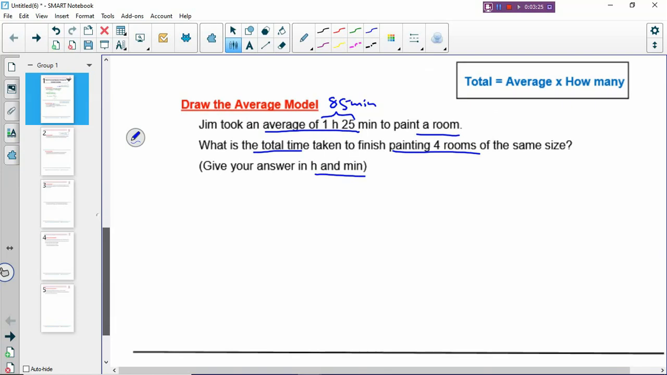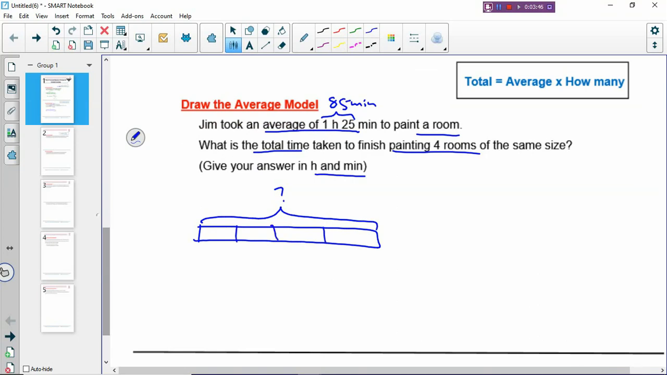So how do you draw the average model? Every time you draw a model, you always start with a rectangle. This rectangle represents the time taken to paint the 4 rooms. So the total time taken is the question mark. There are 4 rooms, so you cut the model into 4. Every box is 1 room. That is your how many. So you have the total time taken, which is the question mark, and then you have the number of rooms, which is how many.